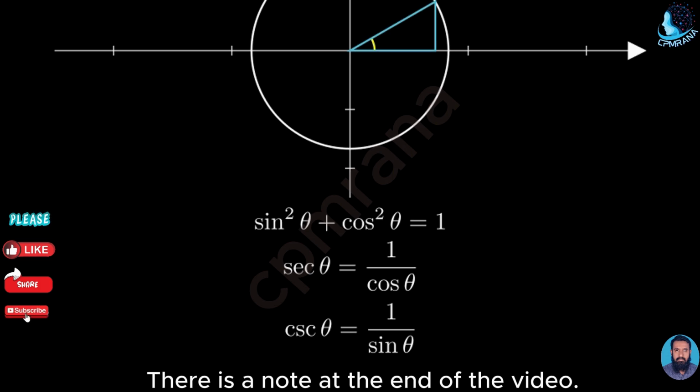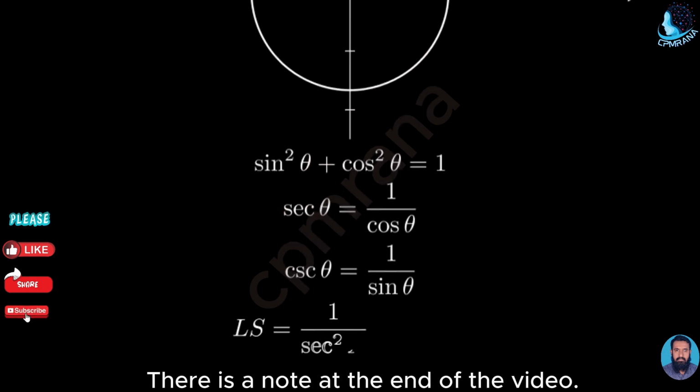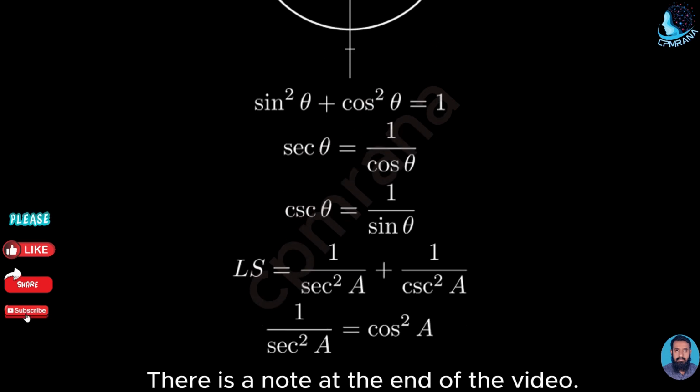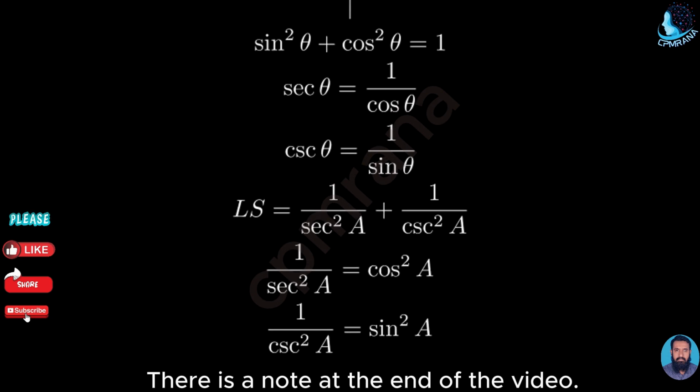Now, let's solve this step by step. Let's start with the left side of our equation. For the first term, we know that 1 over secant squared a is equal to cosine squared a, since secant is the reciprocal of cosine. Similarly, 1 over cosecant squared a equals sine squared a. Substituting these values in, we get cosine squared a plus sine squared a.